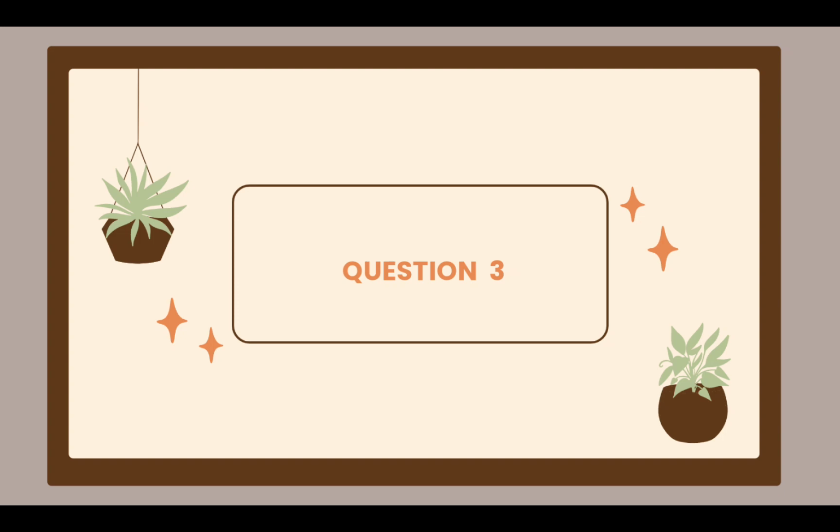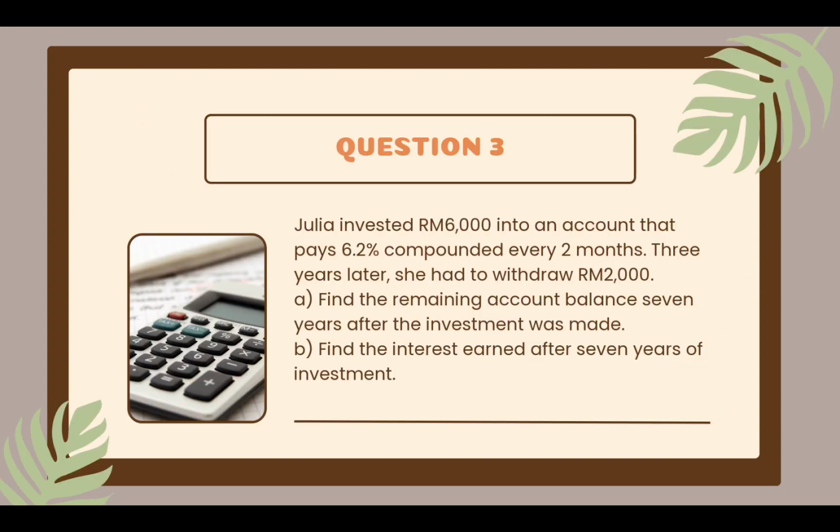As we all know, Julia invested 6,000 ringgit into an account that pays 6.2% compounded every 2 months. Then after 3 years, she had to withdraw 2,000 ringgit. So question 3A wants us to find the account balance 7 years after the investment was made.